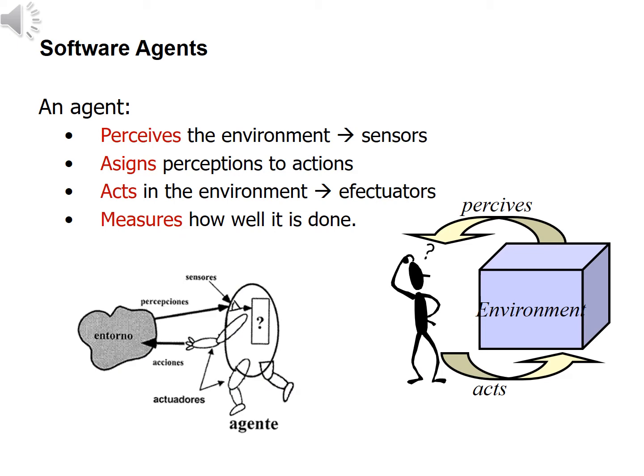Therefore, an agent can perceive its environment by its sensors, as you can see in the image down to the left. It can assign perceptions to actions through some kind of agent function. It can act in the environment by its effectors, and then it can also measure how well it has done with respect to what it aims to do.